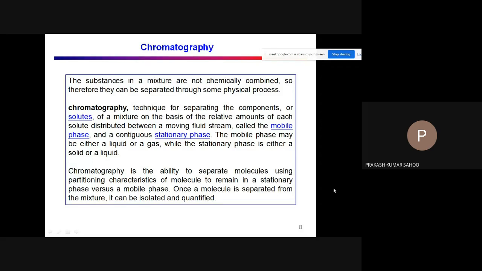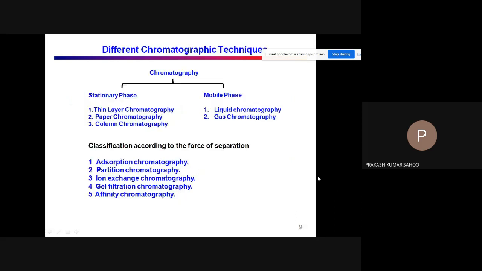And then these are the simple definitions of chromatography. As I already told you, the substances in a mixture are not chemically combined, so therefore they can be separated through some physical processes. So chromatography is a technique for separating the components or solutes of a mixture on the basis of the relative amount of each solute distributed between a moving fluid stream, which is known as the mobile phase, and a contiguous stationary phase. The mobile phase may be either liquid or gas, and the stationary phase is either solid or liquid. Chromatography is the ability to separate molecules using the partitioning characteristic of a molecule to remain in a stationary phase versus a mobile phase. Once a molecule is separated from the mixture, it can be isolated and quantified. So they are very much fundamental.